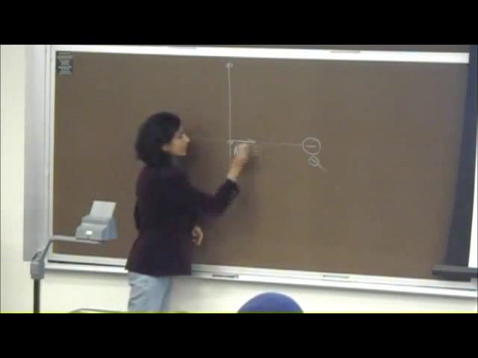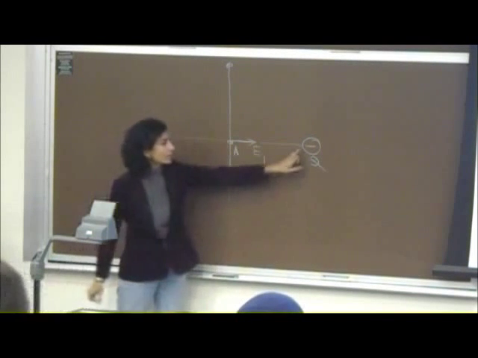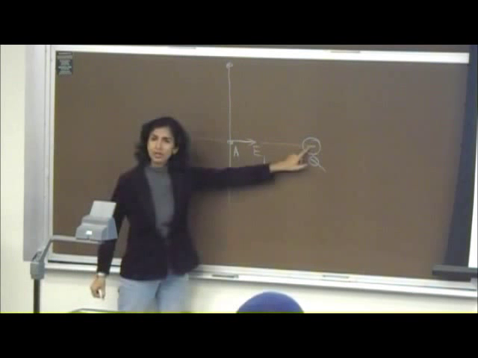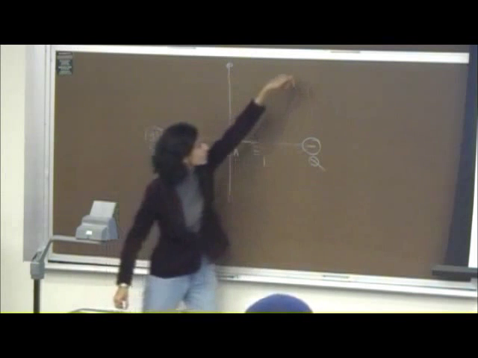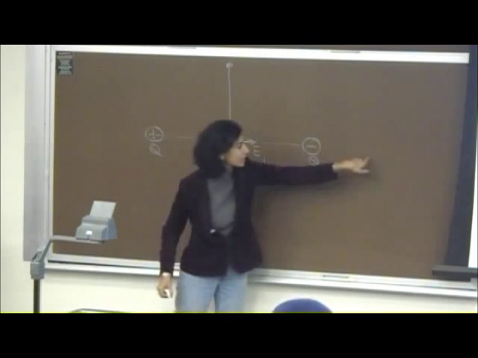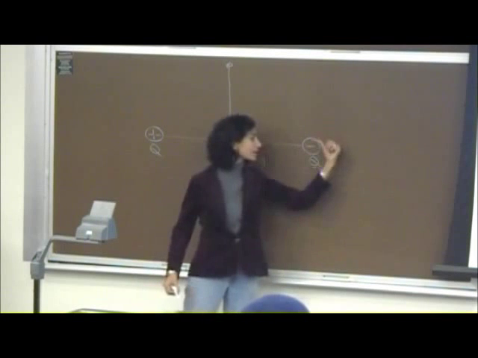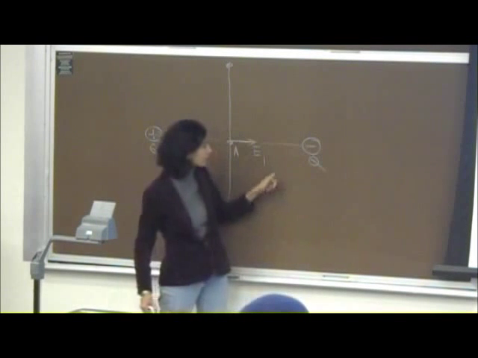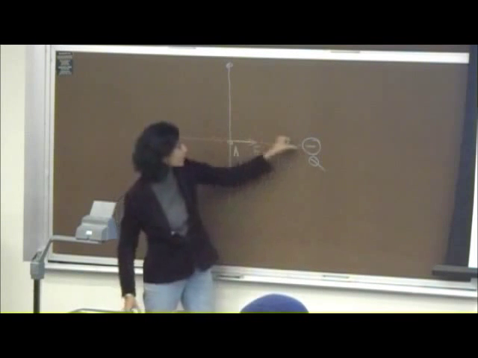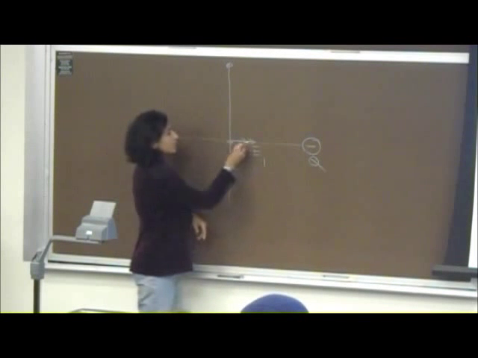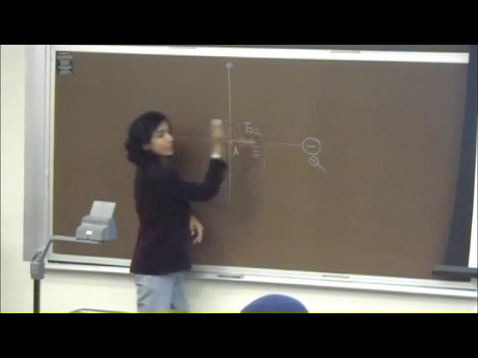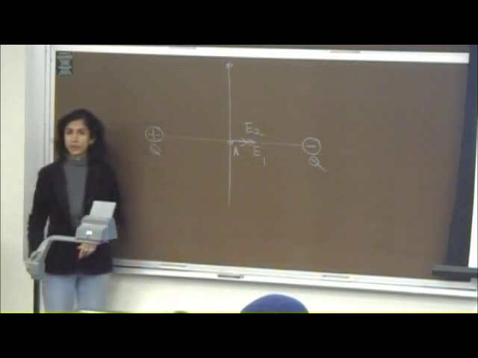Let's call it E1. What about the electric field due to the negative charge? Remember, the electric field due to the negative charge at every point is radially inward. So if you ask me what is the direction of the electric field here, at this point, due to this charge, I'll say it's inward. Here it's inward, here it's inward. So at this point, it should be inward like this. So that would be the direction of electric field. Let's call it E2.